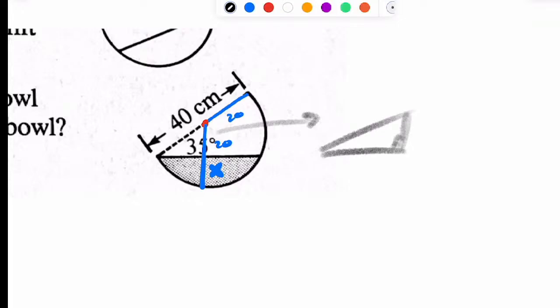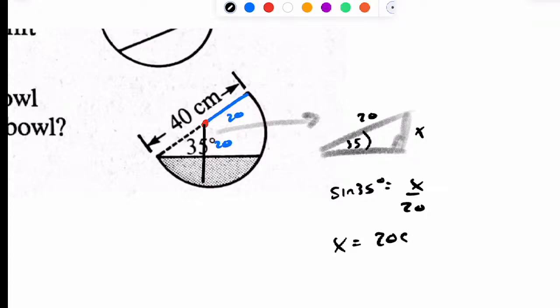and this is 35 degrees. I want to find this variable. Let me go here. I want to find this. I know this is 20, so you can set up a ratio here. I know the sine of 35 degrees is x over 20, i.e. x is 20 sine 35, and then I can actually find my x value.